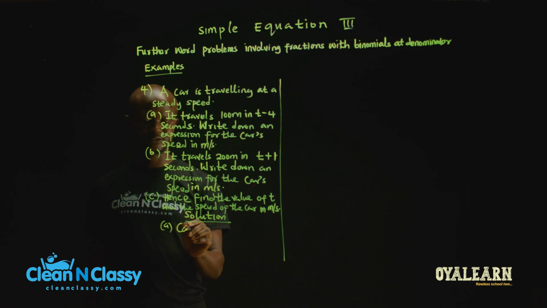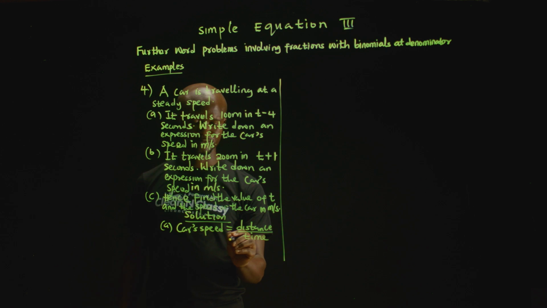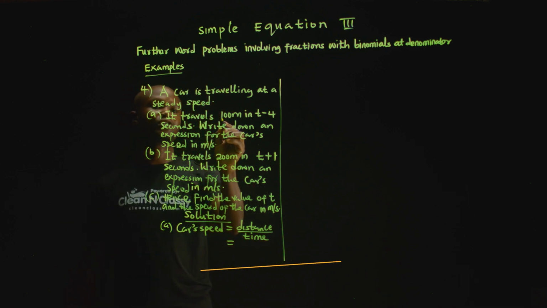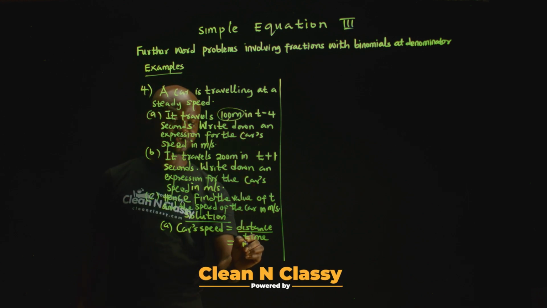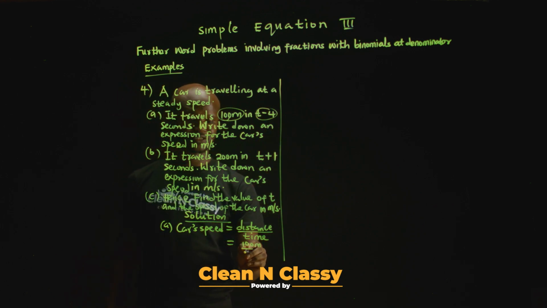So the car speed will be equal to, what's the formula for speed? That's the distance divided by time. So when the distance is 100 meters, we substitute 100 meters divided by the time taken, that's t minus 4 seconds.